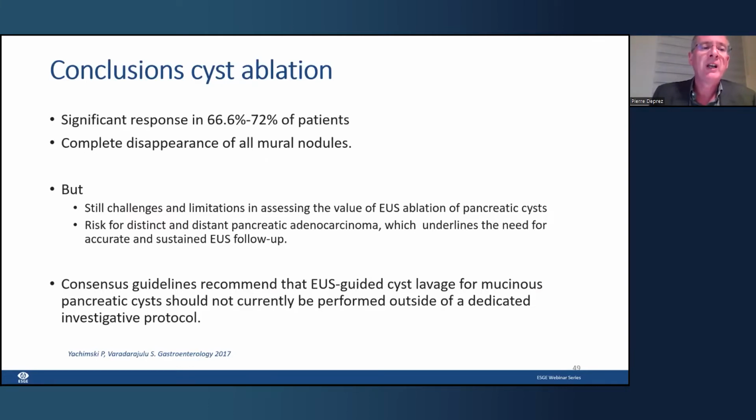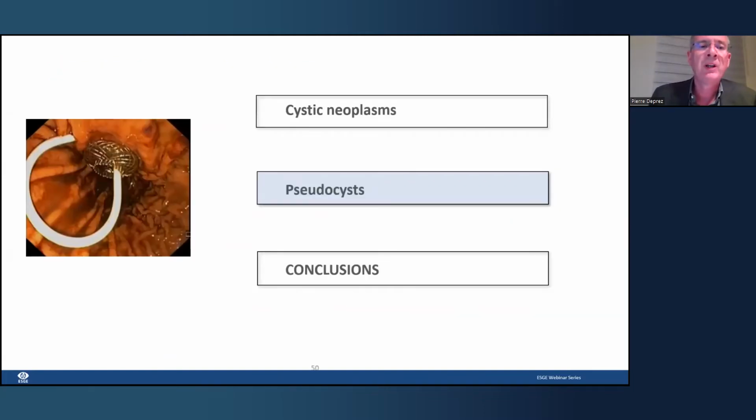So the recent guidelines do recommend that EUS-guided cyst lavage or RFA ablation for IPMN or mucinous pancreatic cyst should not currently be performed outside of a dedicated investigative protocol. So please don't start to do this on your patients without a proper study.